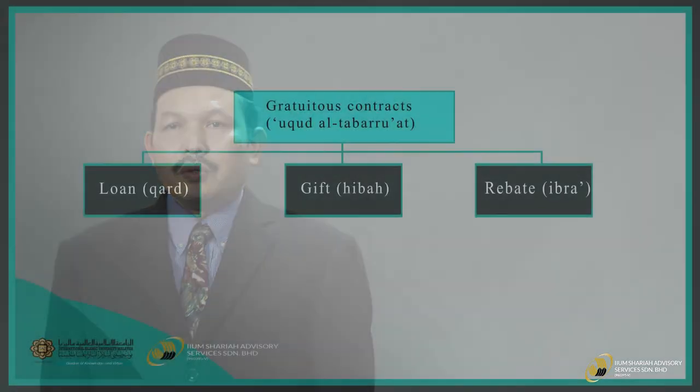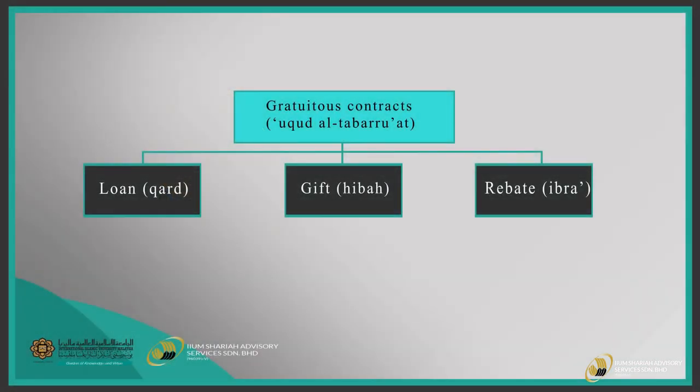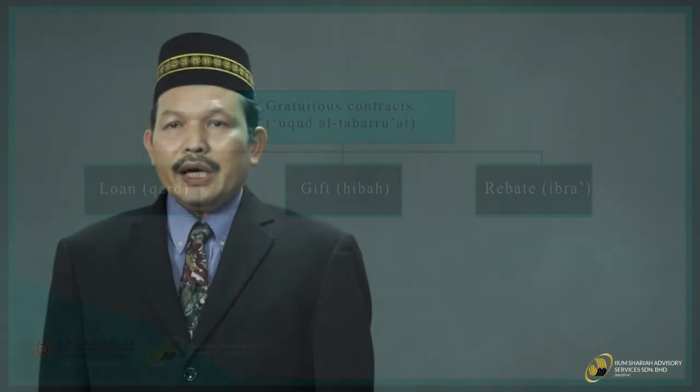Gratuitous contracts, uqud at-tabarru'at, include loan, qard, gift, hibah, and rebate, ibra'. In Islamic banking, loan, qard, is used in deposit. Gift, hibah is used in deposit and to a certain extent in leasing ending with ownership, al-ijarah muntahiyah bitamlik, that is also known as AIMAT, and diminishing partnership, musyarakah mutanaqisah. And rebate, ibra', is used in asset acquisition financing.